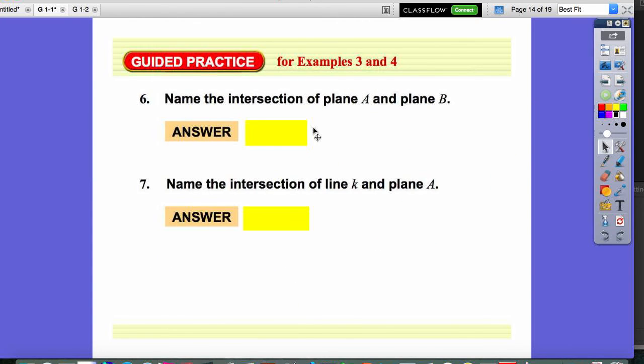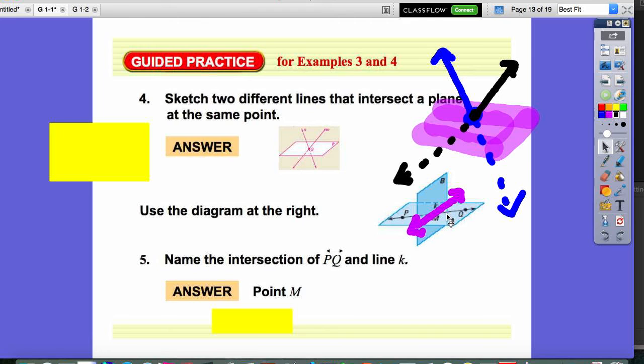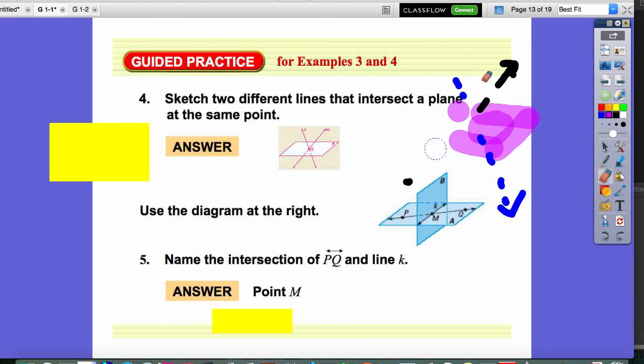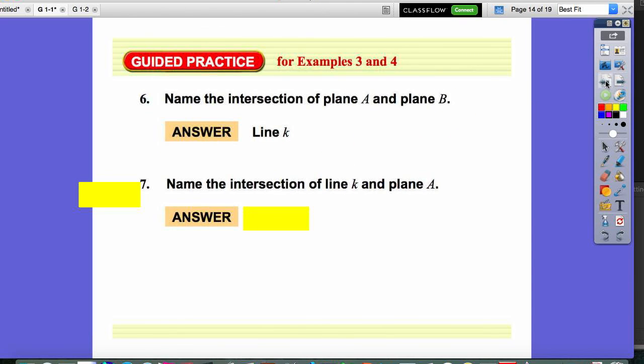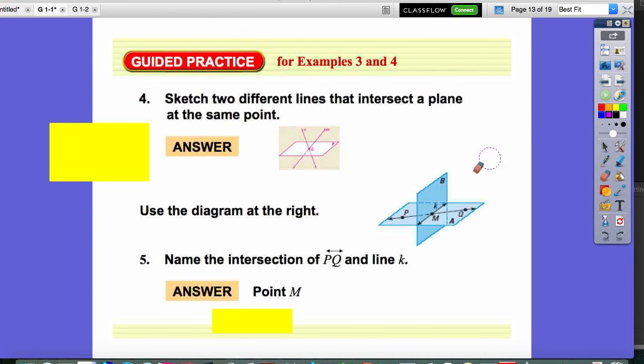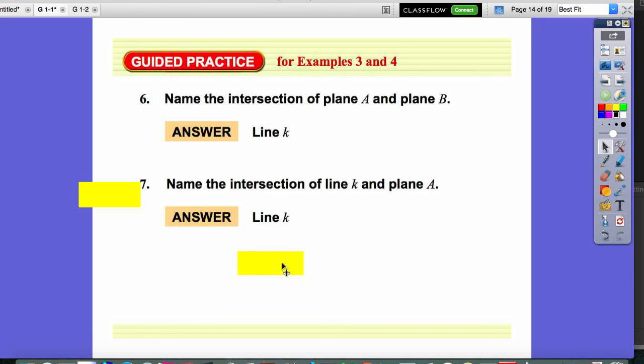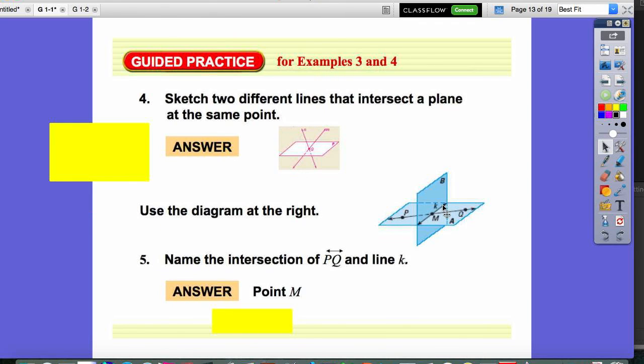I said line M. Let's go back and look at that. Oh, that was my mistake. Look at that. See, I'm going to leave this so you guys can see something that I'm saying. It's not line M. It's the little italicized K there. See, I'm going to leave that so you guys can see even I make mistakes. And then name the intersection of line K and plane A. So this is plane A, this whole plane, and line K, and that whole line sits on A. So that is the intersection. It's every point on that line K.